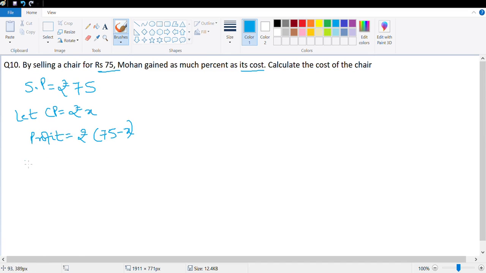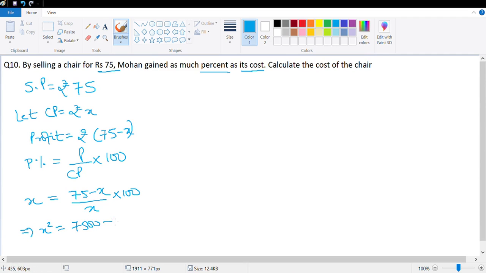And we know the formula, profit percentage is equal to profit upon cost price multiplied with 100. It says as much percentage as its cost. So profit percentage is X is equal to profit, which is 75 minus X divided by X multiplied with 100. Let's cross multiply. What we get is X square is equal to 7500 minus 100x. Taking everything on one side, x square plus 100x minus 7500 is equal to 0.